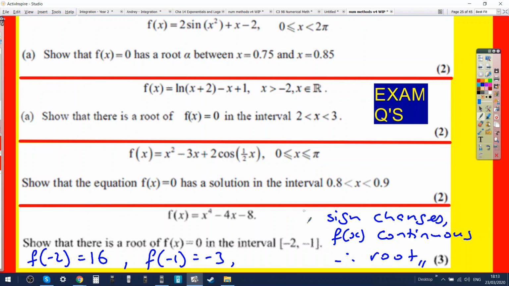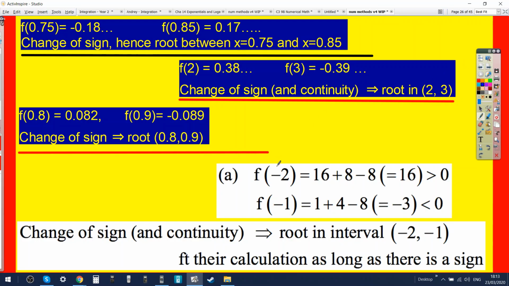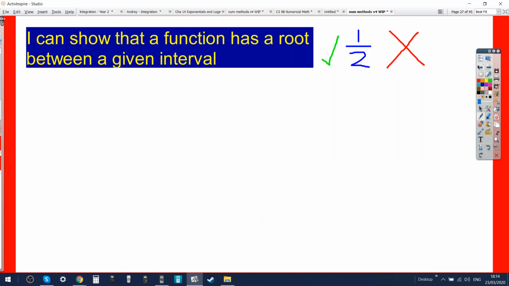I think this was worth an extra mark just because of those square brackets. This one was written in a more understandable way. Same with this one. And then the first one, very understandable. Okay, let's see this one. F of minus 2. Change of sign and continuity, therefore root in interval. Follow through the calculation as long as there is a sign. So, okay, great. Any questions with that stuff? How do you feel there? Yeah, no, I get that.